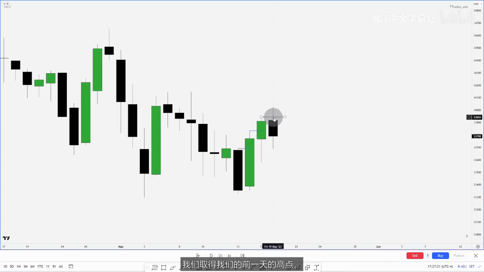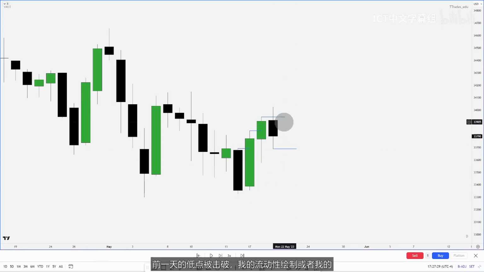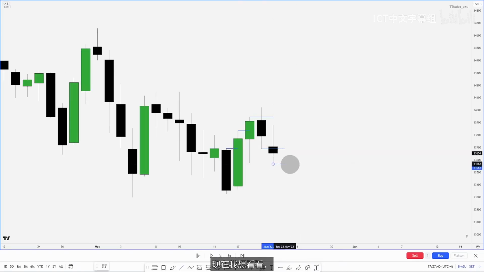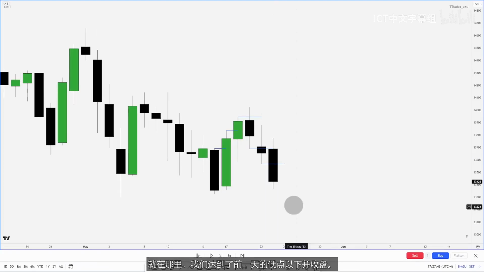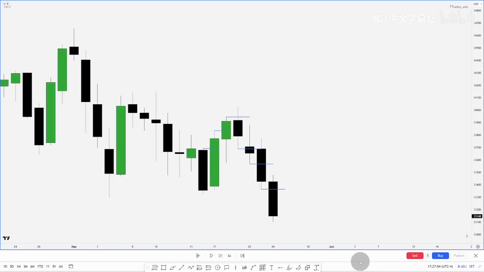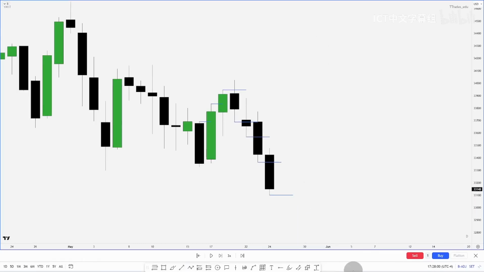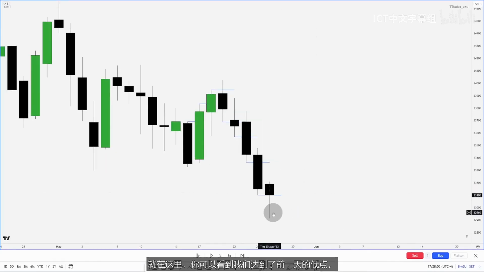Right here, we take our previous high, but we can't close over it, we fall back in. So now I'd want to see if previous day low gets taken as my draw on liquidity, or my bias would be short. So now we reach and close below, and now I want to see, do we close or reach below previous day low? Right there, we reach below previous day low and close, so now I want to see, do we reach below previous day low again? Reach below previous day low and close, so I want to see if we take previous day low again. Right here, you can see we take previous day low, don't close outside the range.